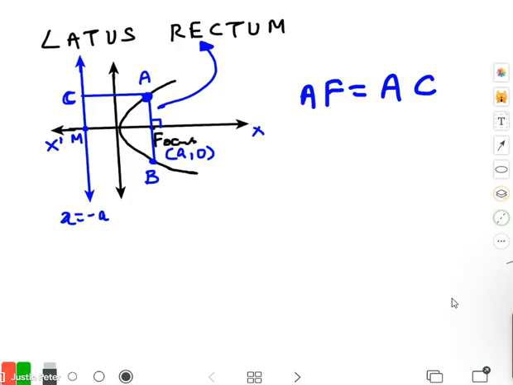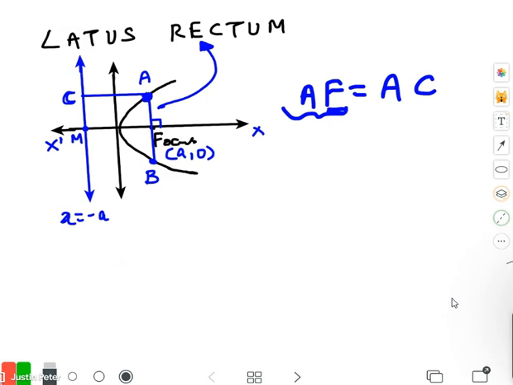Focus carefully. F is the fixed point. So A is a point on the parabola, and AF is the distance of the point from the fixed point. What is AC? C is a point on the directrix. That's a fixed line. So according to the definition of parabola, AF is equal to AC. That is clear, right?